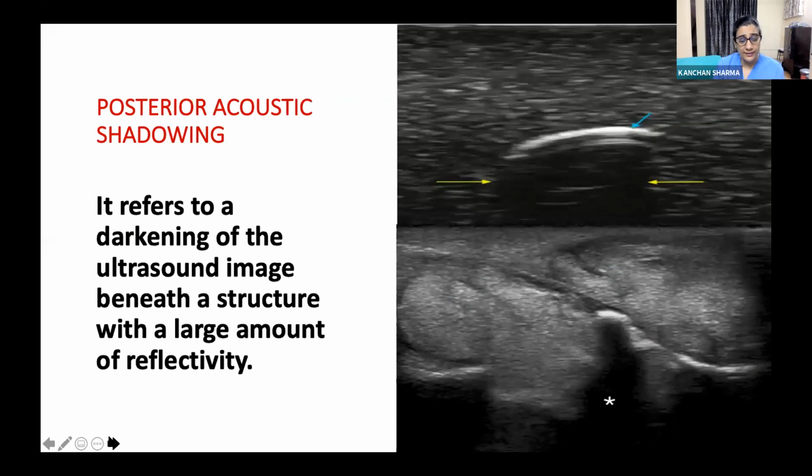Okay. Third thing is posterior acoustic shadowing. We have already learned that if there is bone, or some calcification inside any tendon or anything, we will not be able to see beneath that, because everything will get reflected back to the transducer. So posterior acoustic shadowing means there will be a hyperechoic line, and beneath that hyperechoic line, you will not be able to see anything. That is known as posterior acoustic shadowing.